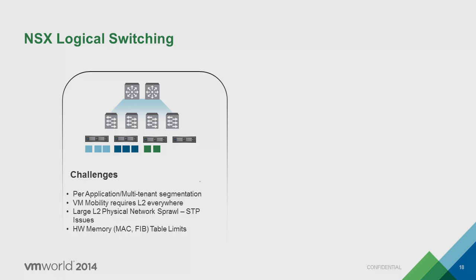For example, if you have spanning tree running on this layer 2 domain, you may have issues such as misconfiguration of spanning tree or failure of spanning tree that can trigger a big mess in your data center.